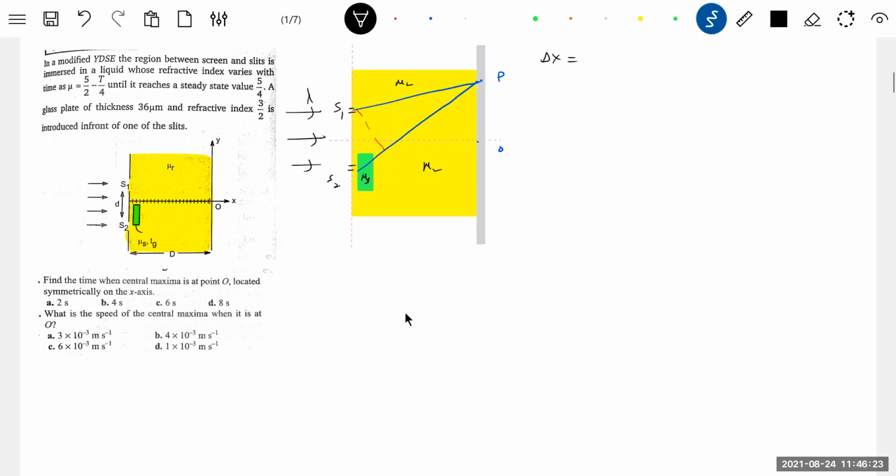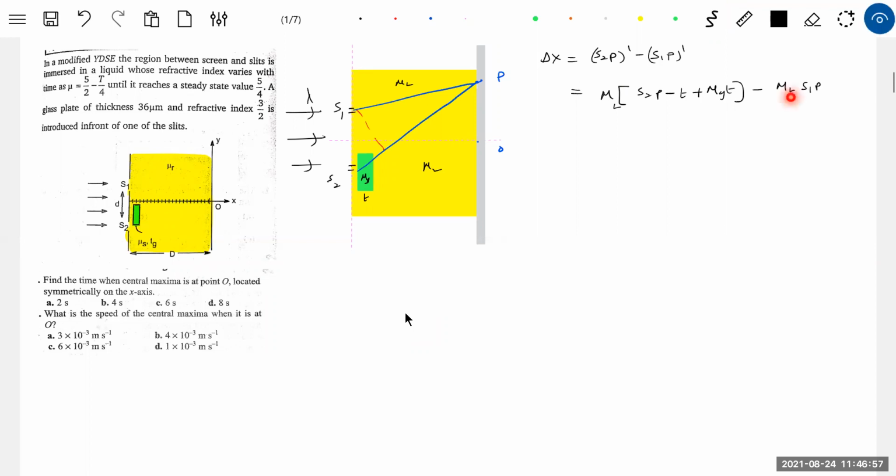Delta x is equal to S2P dash minus S1P dash. So what is S2P dash? S2P. This everything is there in the liquid, no? So mu times of that will come first: mu L times S2P. In the path of that there is a slab, minus t plus mu of glass, minus this will be mu L S1P.